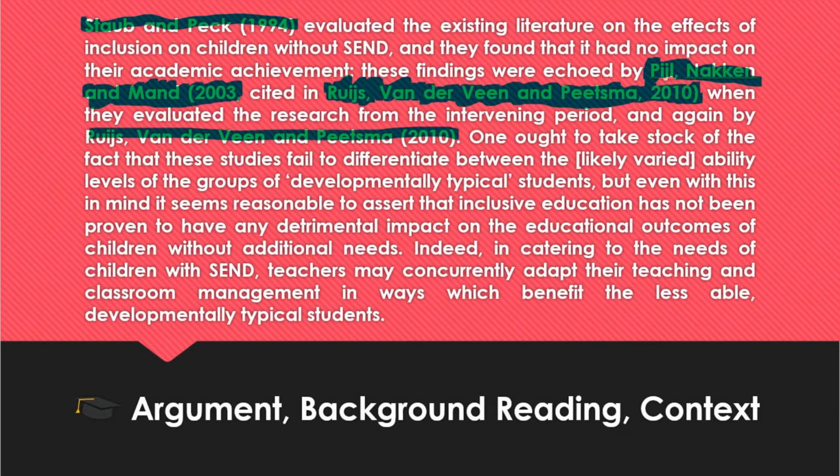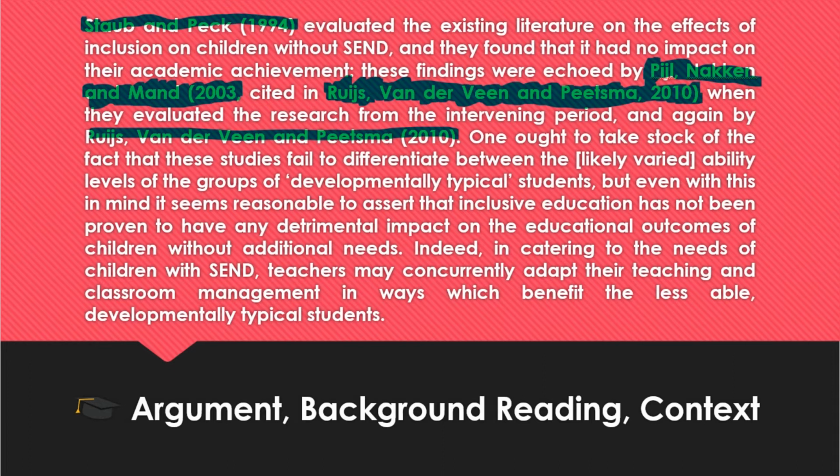Now, it might be that Rugis, Van der Veen and Pietzma have read the findings of Pidgel, Nacken and Mand, whatever they're called, and argued it well, and it's fine. It might be they've completely misinterpreted what they've said. It might be that the basis on which they're quoting these findings is different to mine. They might have a different kind of angle that they're coming at.